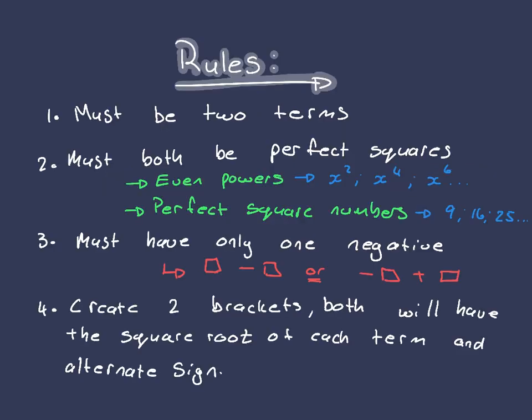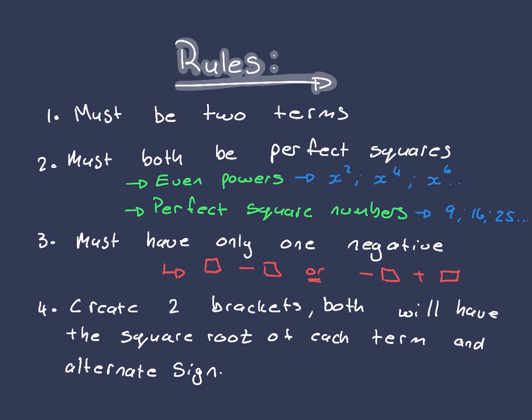The first thing we want to talk about is the rules. Now I would maybe recommend pausing here, writing these down for yourself. These are important. It is always up to you to decide what type of factorizing you're going to do, and if you know what to look for, the factorizing becomes much easier. So let's talk about the rules.